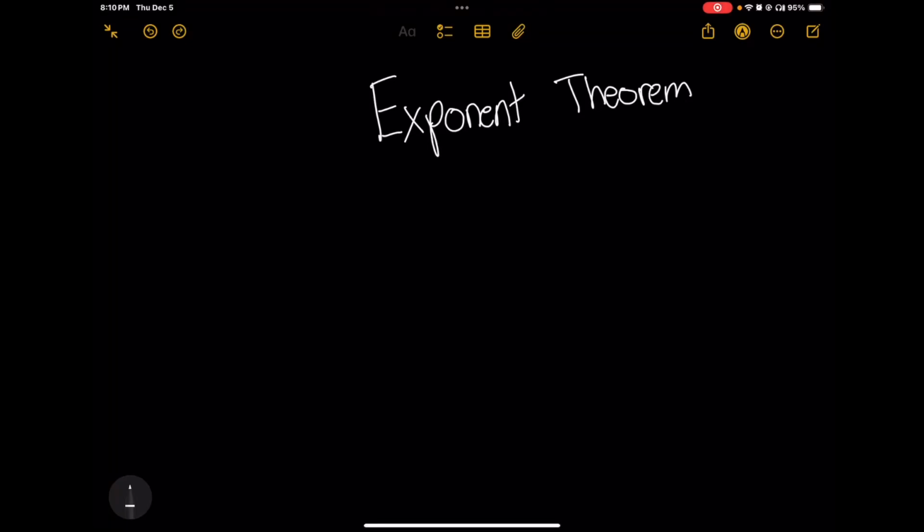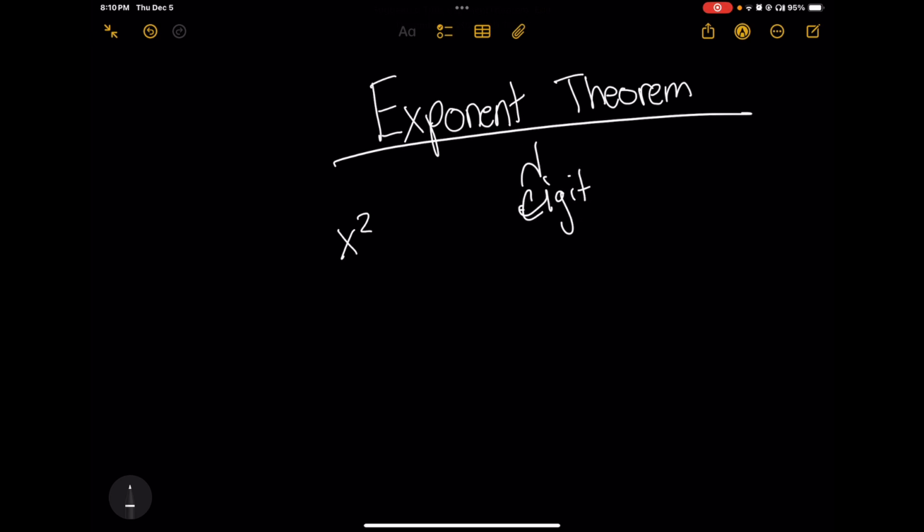Okay, hello. So today we're going to be covering a new exponent theorem that I found randomly in class yesterday. So here's how it works. Let's say we're trying to find x squared. This theorem is good for finding two-digit squares really fast. And so here's how it works.